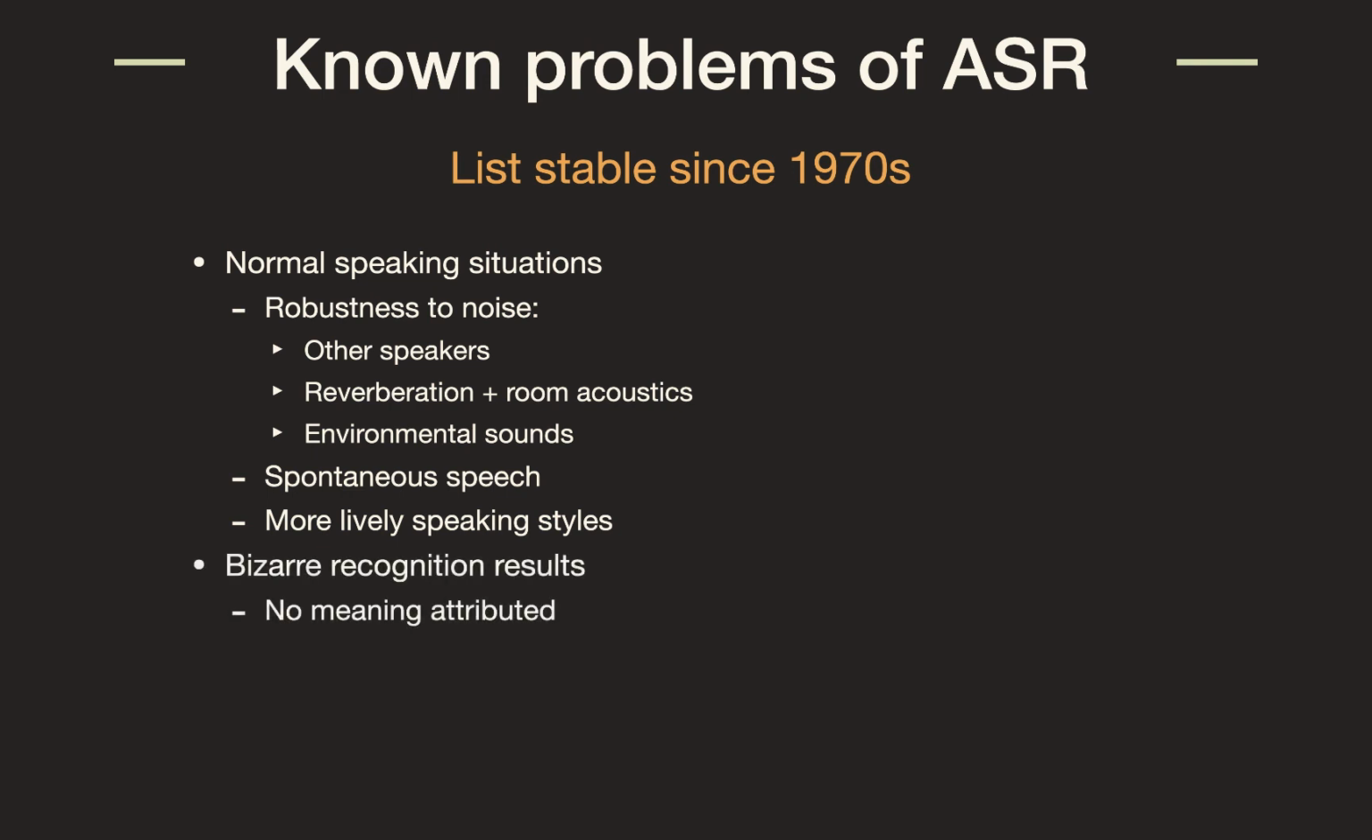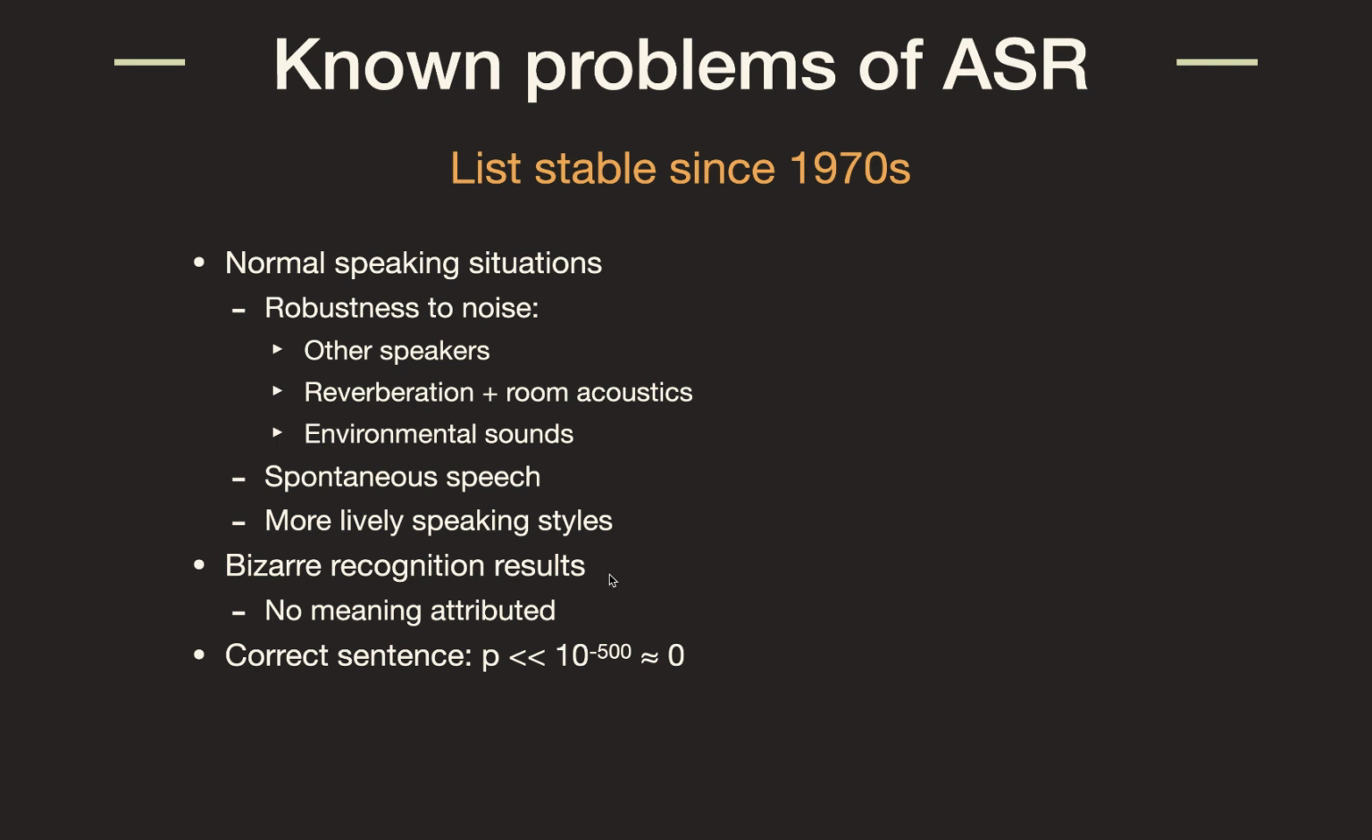Another thing is that speech recognition systems still produce all kinds of bizarre recognition results. So when they make an error, typically it leads to a bizarre recognition result. And in principle, there is no meaning attributed. It's basically what is the most likely thing that a system can produce, but it's not the most meaningful thing or the least bizarre result that can be produced. So that is an issue. If it's going wrong, it is going wrong really horribly.